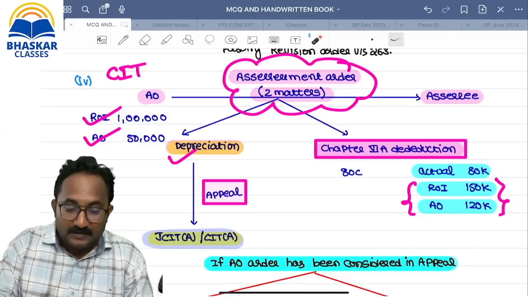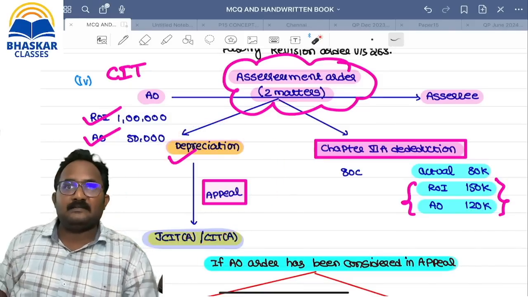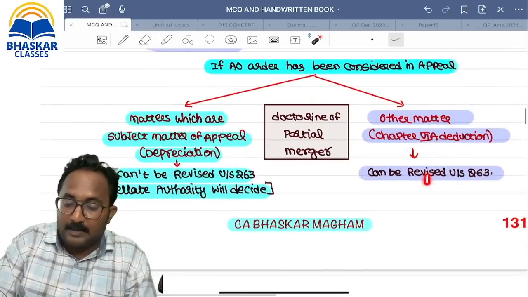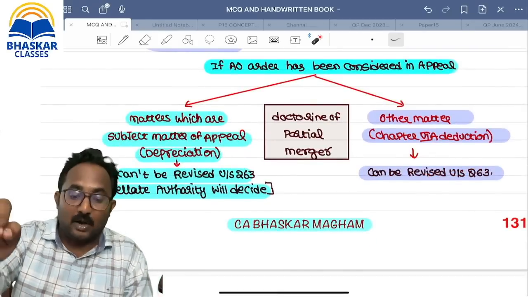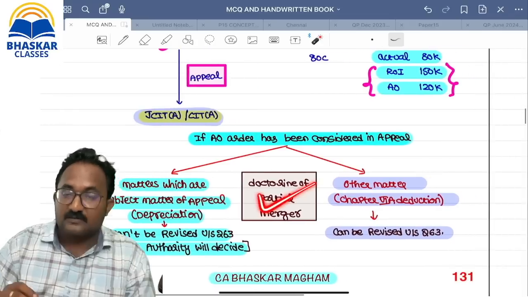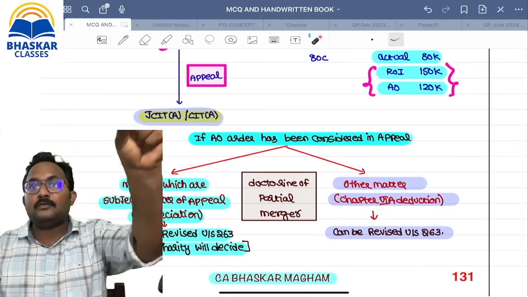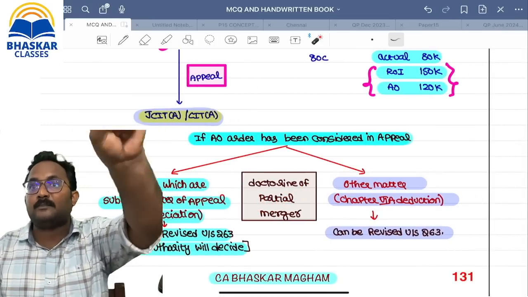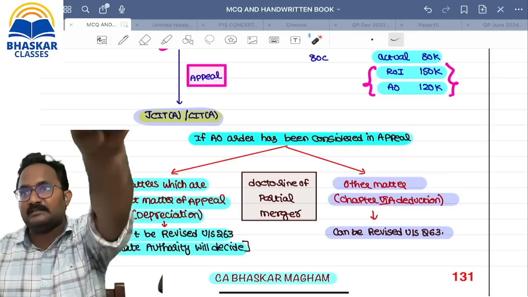1,20,000. This matter, the JCIT and CIT appeals, they will take care. Other matters, whatever they may be, only those can be revised. That's why this is called the doctrine of what, ma? Partial merger. Even partially also we are going to revise. That's why this is called partial merger. Now repeating once again, listen carefully.